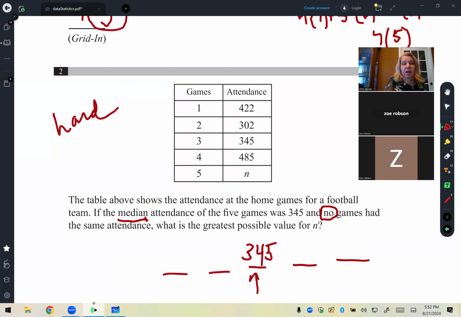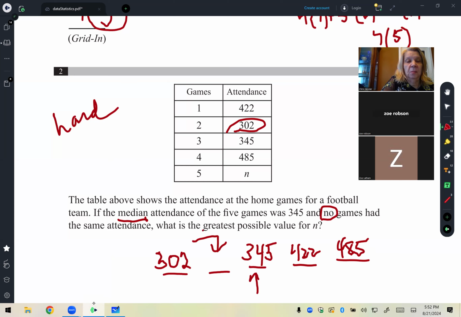So we can pretty much see that this would be 422, and we could fill that one with 45. And since this is 302, because we know this number has to be the greatest possible value, and people come in integers, it would be 344. Does that make sense, Zoe Robson? Yeah. Zoe Latham? Yeah. Okay.